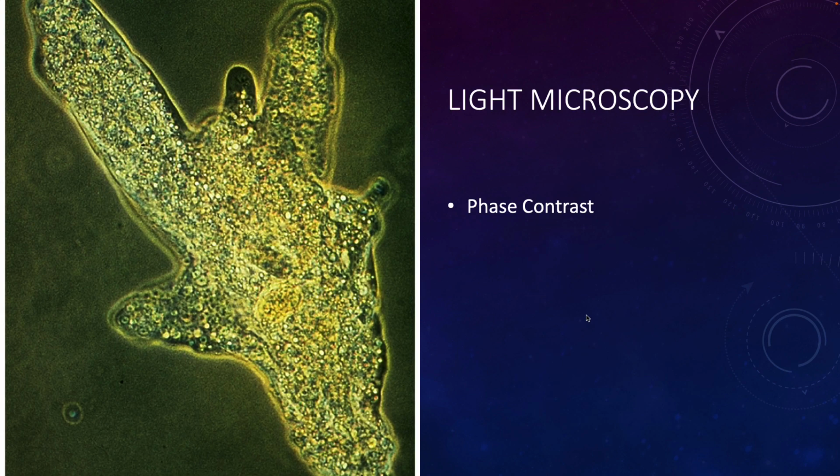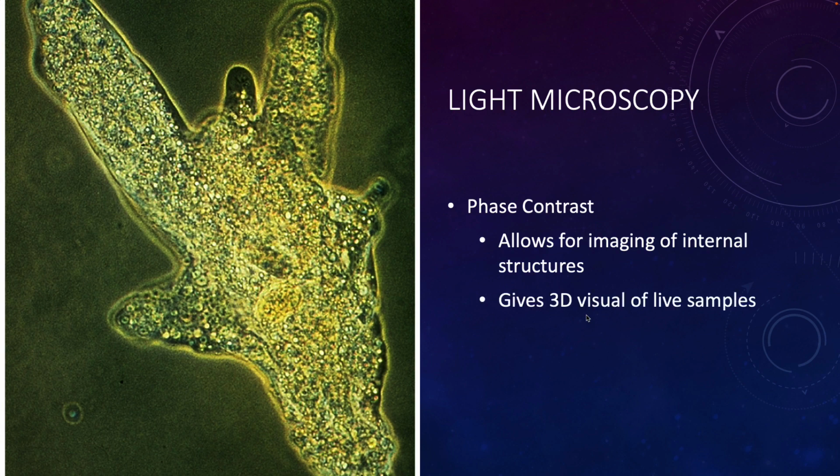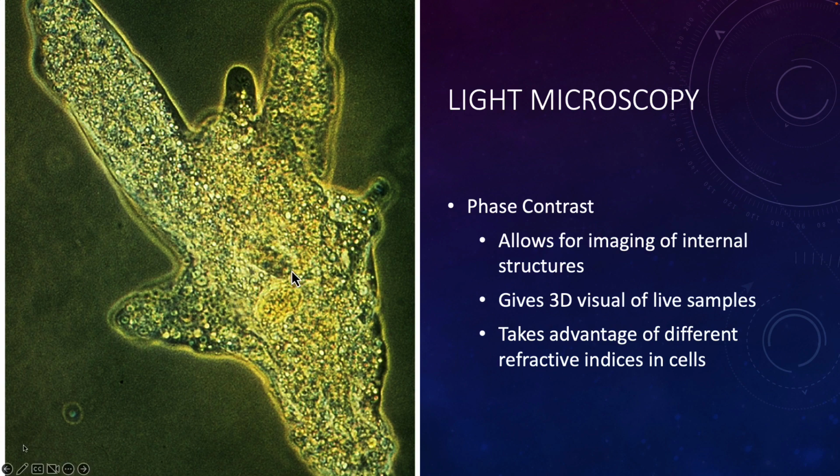We can also use phase contrast microscopy. This is good if your organism is still living, if you've done something like a wet mount. This allows for imaging of internal structures and can give a 3D visual of live samples. And again, it takes advantage of the different refractive indices of various parts of the cell to allow that type of visualization.